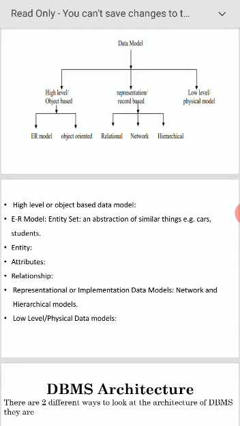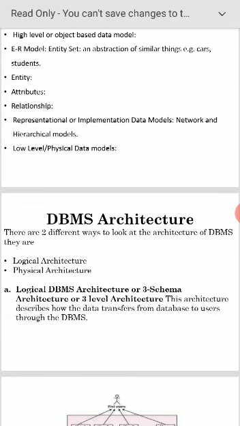There are two ways to look at the architectures of DBMS. They are logical architecture and physical architecture. Logical is also called the three schema architecture, also called the three level architecture. This architecture describes how the data transfers from database to user through the DBMS. You have to transfer the data from the database to the database user. How is it possible? With the help of DBMS.